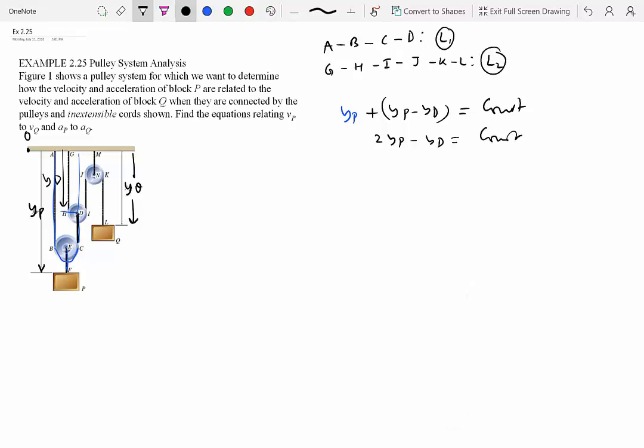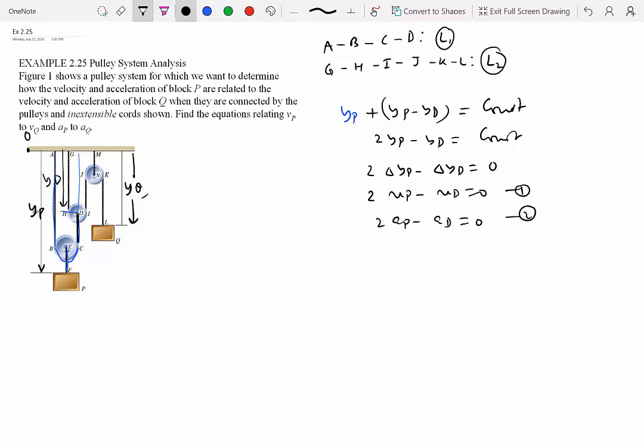So if I take the delta on both sides, what do we get? I get 2 delta YP minus delta YD equal to delta constant, which is always 0. If I differentiate it, I get 2VP minus VD equal to 0. I differentiate once more, I get this. So I have these two relationships for velocity and acceleration, but the velocity and acceleration of point D is not something that we want. What we're looking for is the velocity and acceleration of point Q.